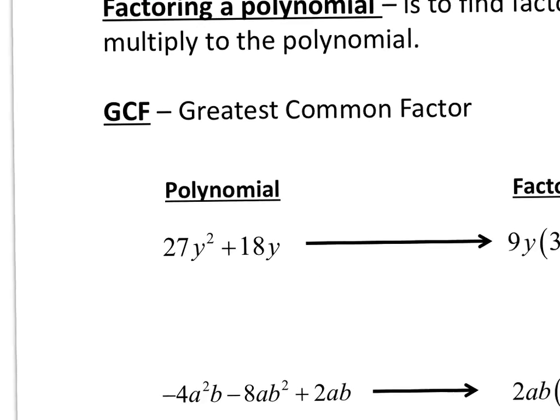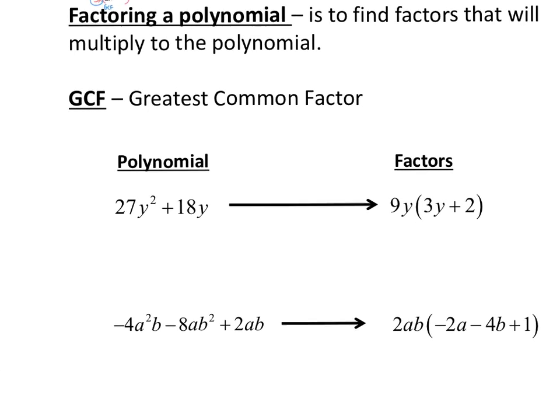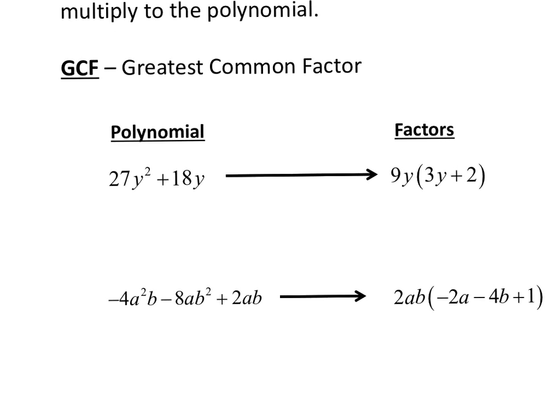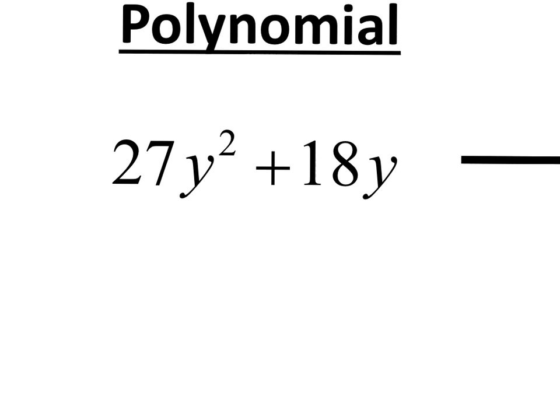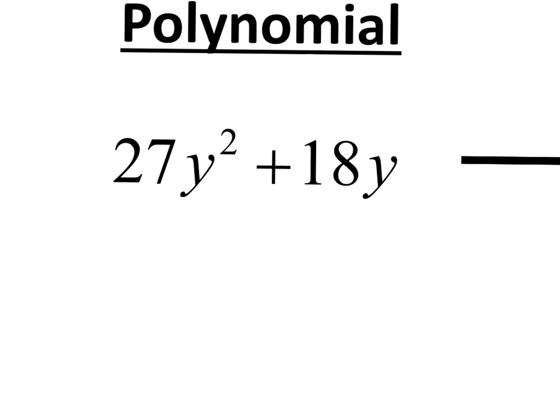So going back to our original page of notes, the GCF is the greatest common factor. Let's take a look at this first polynomial, ignoring the factored form that's already given to us on those notes. If I asked you, what is the GCF here? Let's look at the coefficients only, 27 and 18. Do you have a multiple of 2 in common? In other words, could I divide both of these numbers by 2?